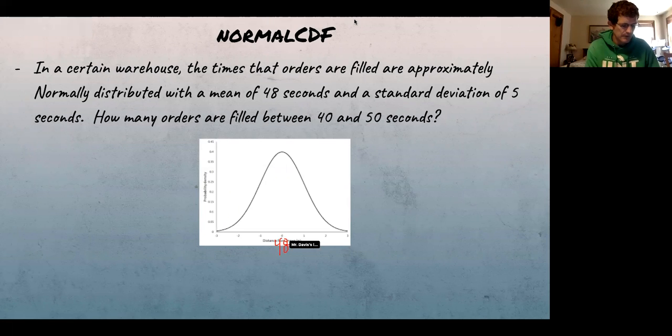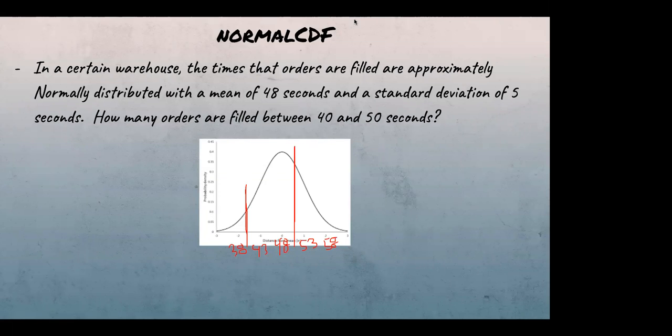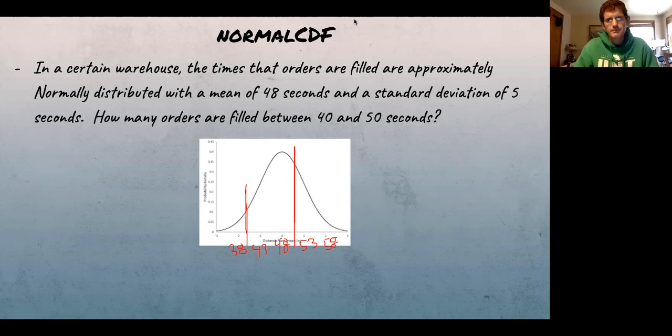Here's a 48, 53, 58, 43, 38. Hopefully those numbers are showing up clear enough. So 40 seconds is going to be about right here. 50 seconds is about right there. So what do we do? Do we need to find both of the z-scores for 40 and 50 and then put them as the lower and the upper? Perfect. That's it.